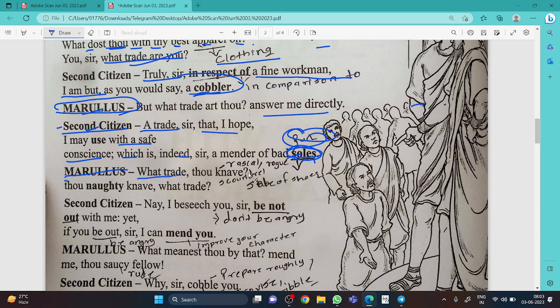Marulus then said, what trade you name? Means your name is rascal, you rogue, you scoundrel, you bad people. What trade are you? You naughty knave? What trade?